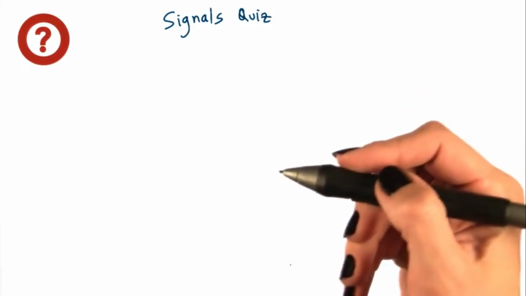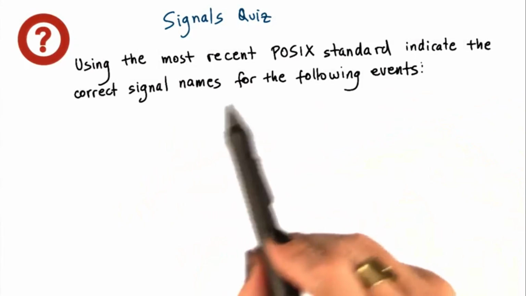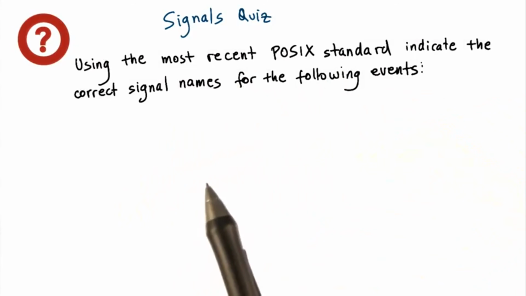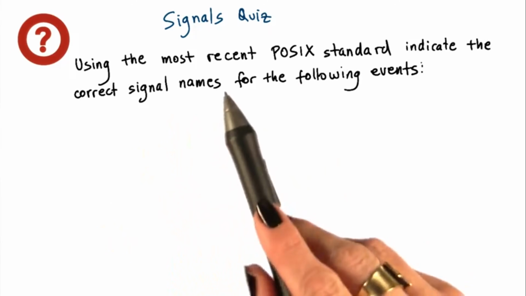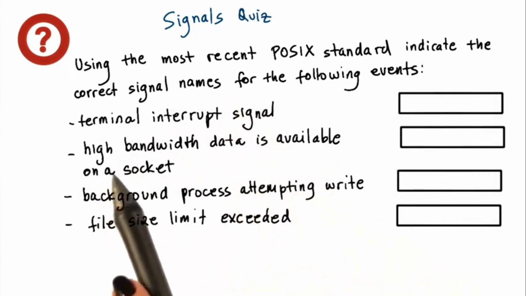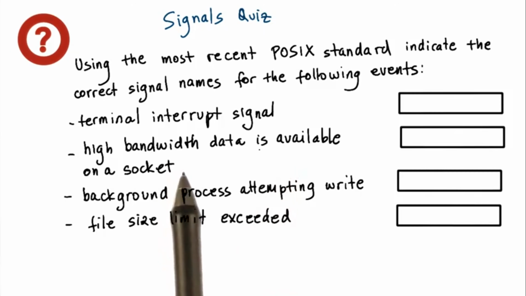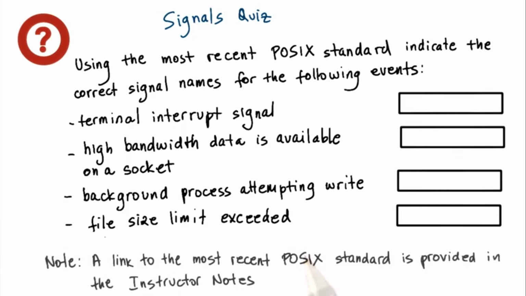In the previous morsel, we mentioned several signals. For this quiz, I will ask you to look at the most recent POSIX standard and then indicate the correct signal names for the following events. The events are: terminal interrupt signal; second, high bandwidth data is available on a socket; next, background process attempting a write; and the last event to look at is file size limit exceeded. Note that a link to the most recent POSIX standard is provided in the instructor notes.